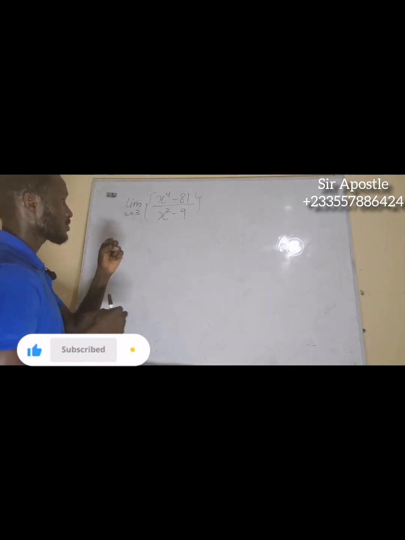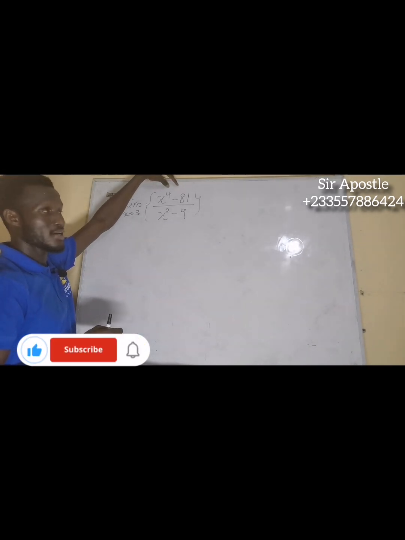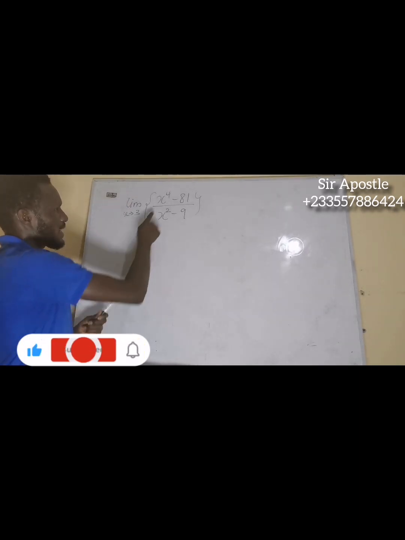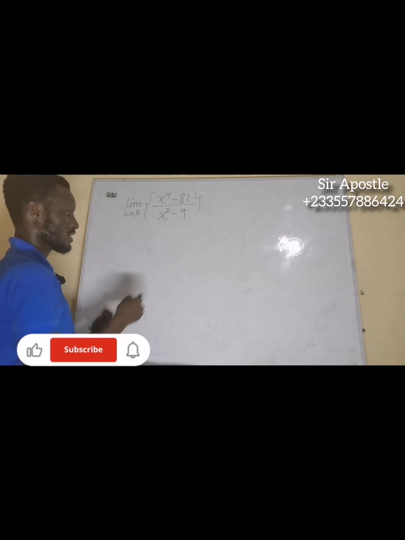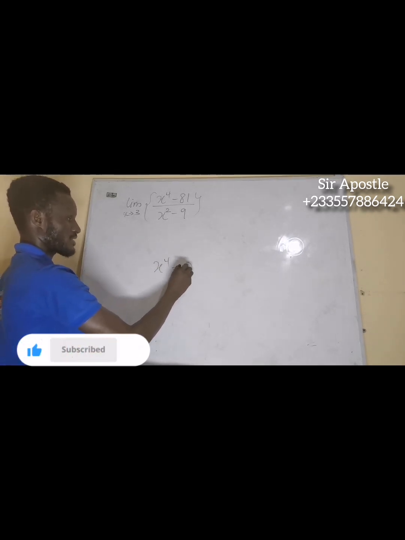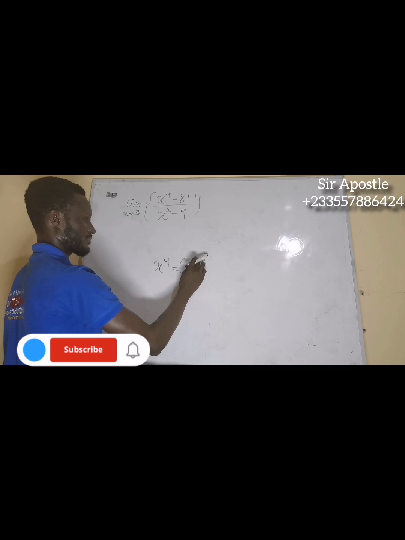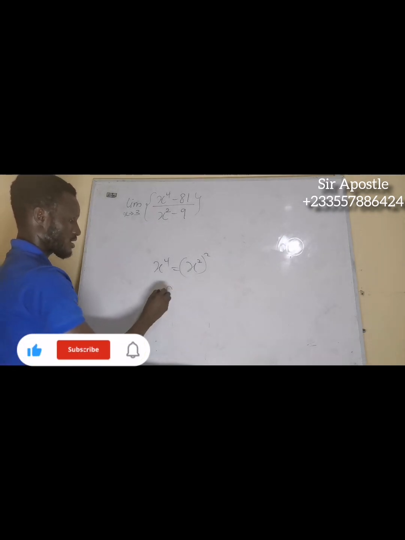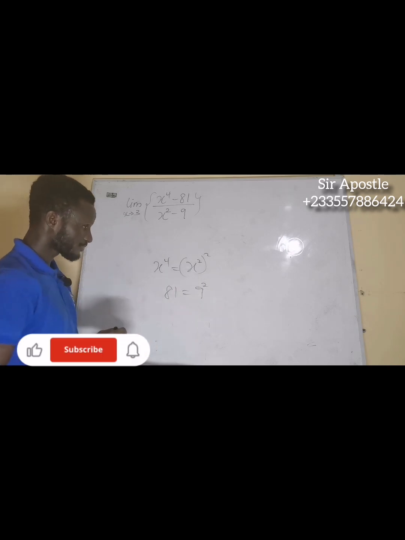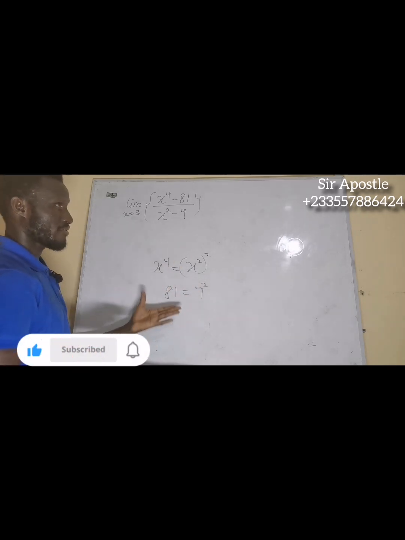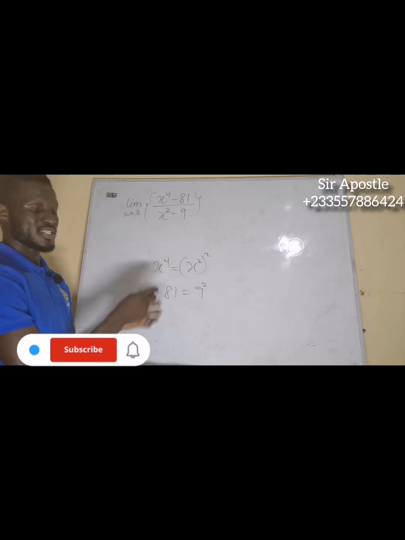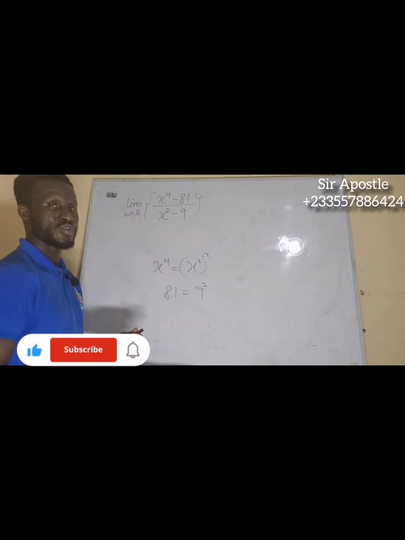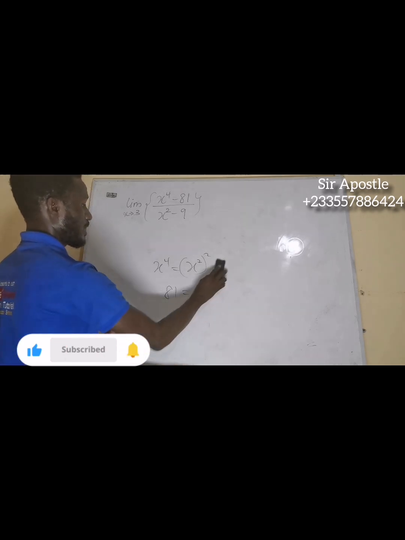Now looking at this question, I'm going to simplify the top one, and the top one is x exponent 4 minus 81. I can express this as a difference of two squares, because I know x exponent 4 is the same as x squared all squared, and 81 is also the same as 9 squared. This is a rational function, so you're supposed to simplify it before you substitute.